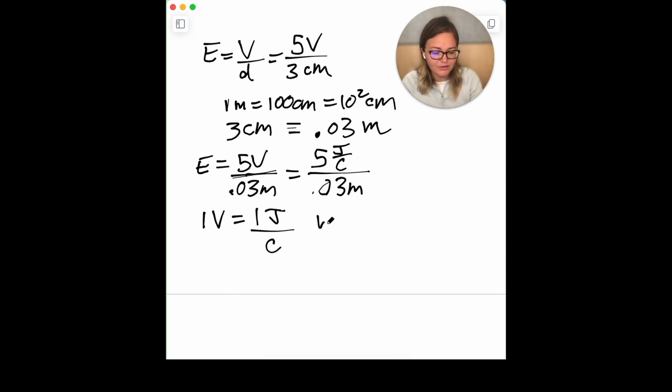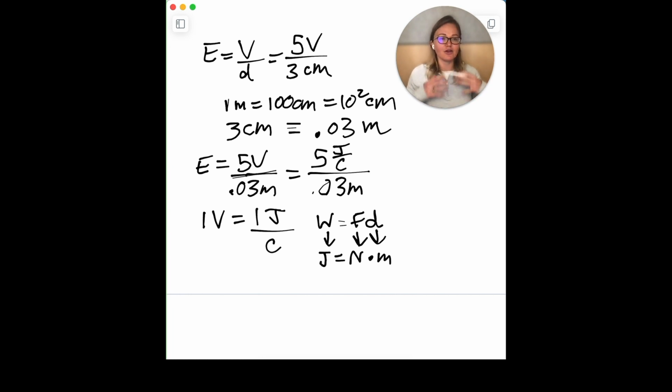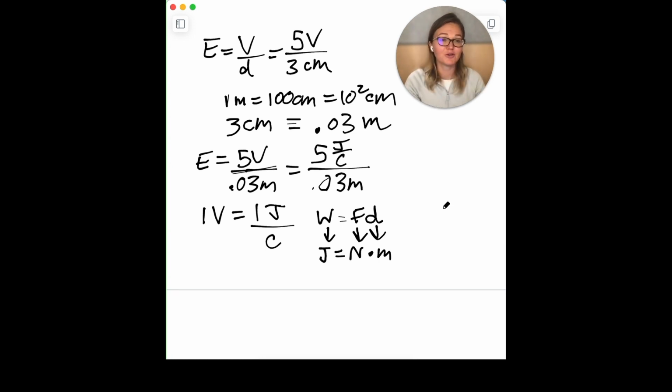So if we remember that our equation for work is work equals force times distance, or sometimes we add cosine theta onto that, but to keep it simple for now, work equals force times distance. Well, our SI unit for force is the Newton, and our SI unit for distance is the meter, and we know our SI unit for work is the joule. So essentially, this equation gives us the relationship joule equals Newton meters. So we can go back up here to our equation, and where we have joules, we can plug in Newton meters over coulombs divided by 0.03 meters.